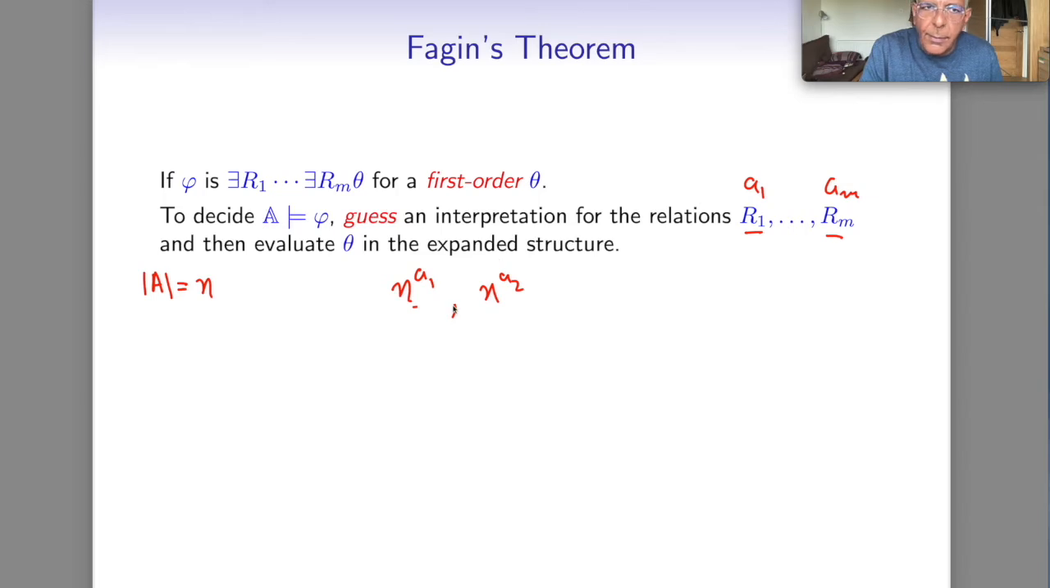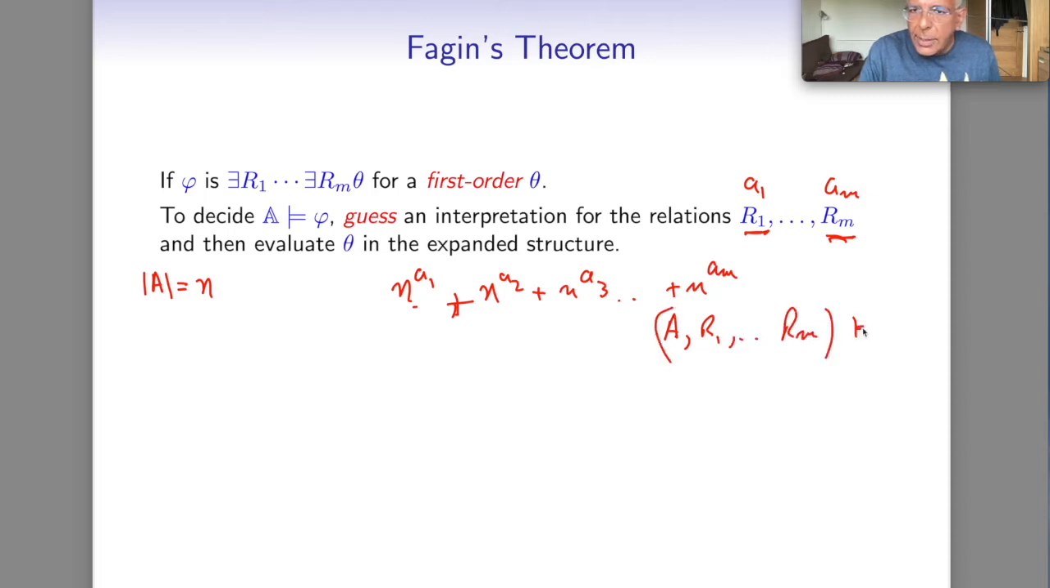Similarly, I should really write this as a plus n to the A3. In this many steps, we can write down a sequence of bits, which is, as it were, a possible interpretation for each of these relation symbols, right? So I'm writing down a string which represents these relations. And then, once I've got this, I have a description of the structure A expanded with new relations R1 to Rm.